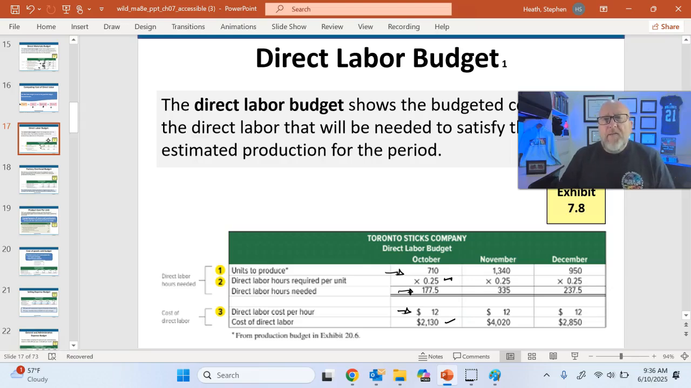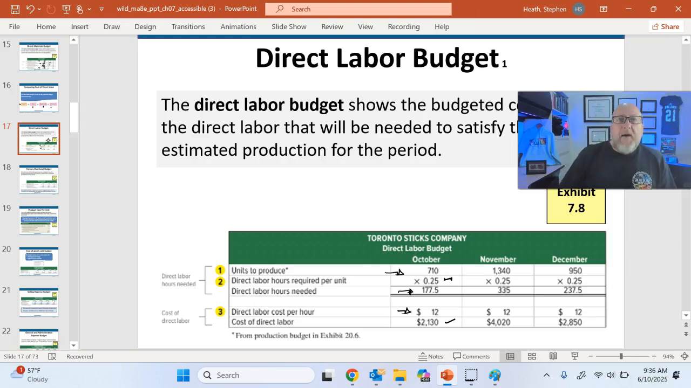Okay, so 177 and a half hours times $12 per hour. Total labor cost, 2,130. And like we were saying, there's no beginning labor and there's no ending labor. It's just you have to start making stuff on actually October 1st. And once October 31st rolls around, that's the end of the direct labor.